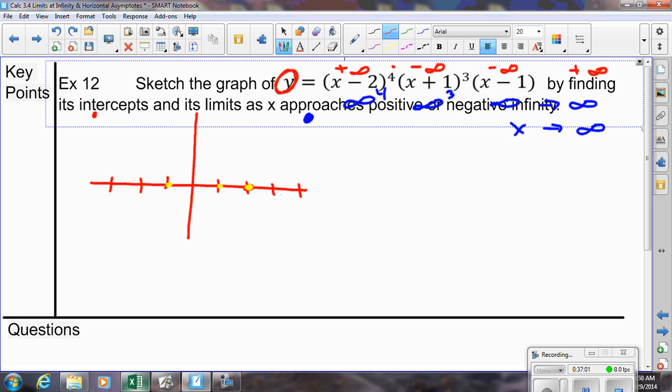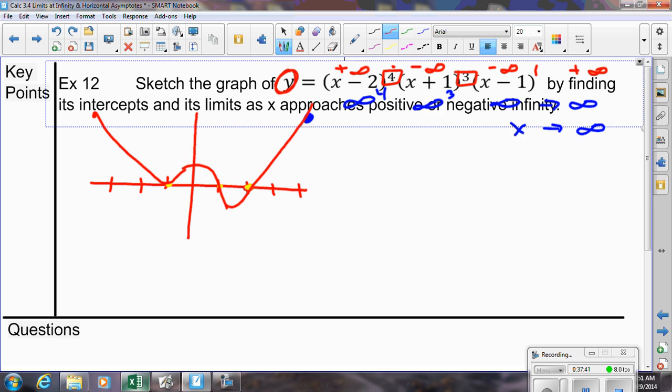In your pre-calc, do you remember doing multiplicity? What does the even exponent of 4 tell you? The even exponent of 4 would tell you that it comes down and just touches it and comes back up. The odd exponent tells you it has to cross through. And then the odd exponent of 1 also tells you it has to cross through. So we would have something like this, and we have no idea how high these peaks go.